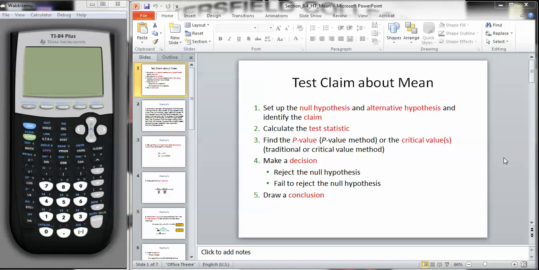Hi everyone. I'd like to now talk about an example for conducting the hypothesis testing for a population mean. So here are the major 5 steps. These 5 steps are the same 5 steps as the one we see earlier for testing the population proportion.